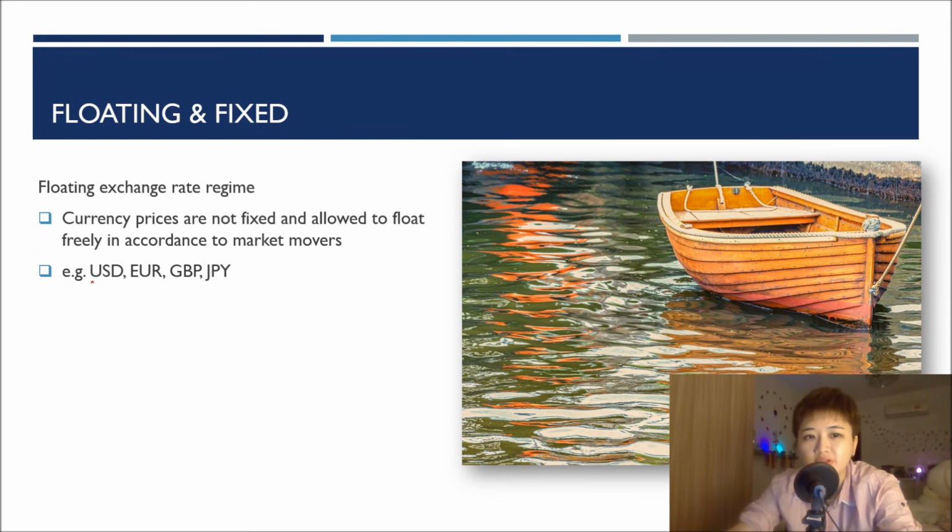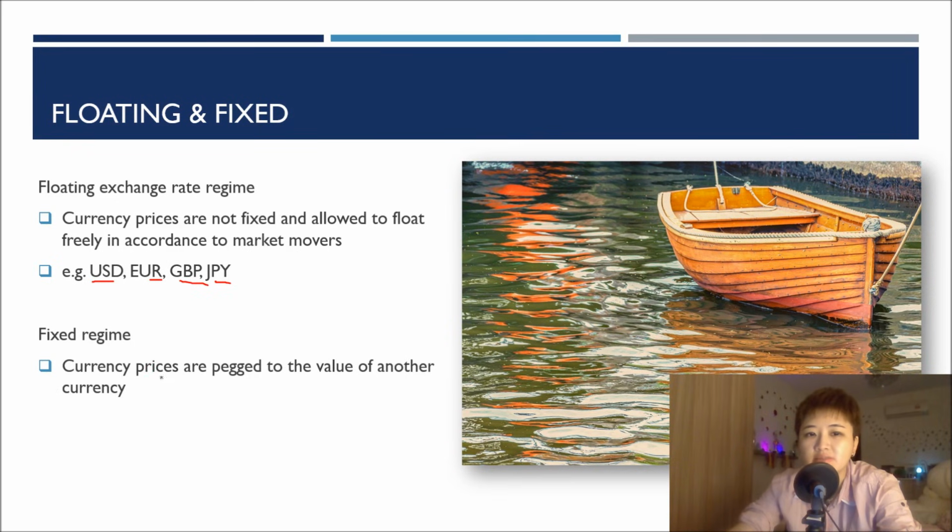For example, dollar, euro, pound, yen. And there is another type of regime called fixed regime, in which the currency prices are pegged to the value of another currency. For example, Chinese yuan, it is pegged to USD. The good thing about fixed regimes is that it provides stability to a currency, but it wouldn't be volatile enough for traders to trade, and hence there's no point trading it because the currency doesn't really move much.